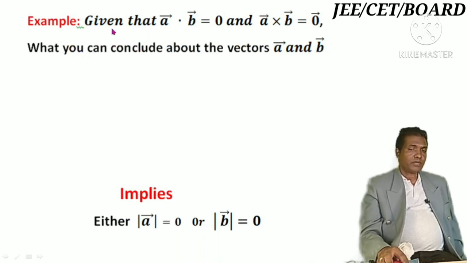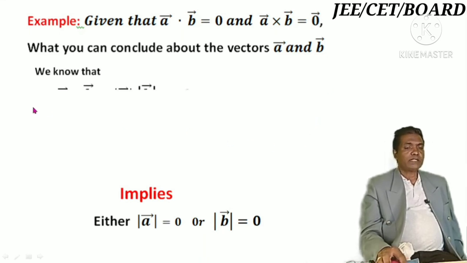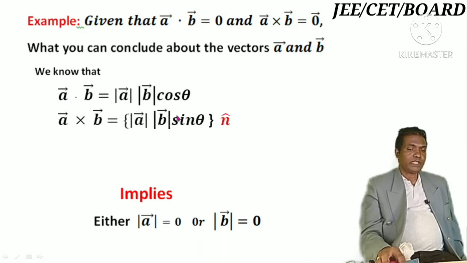Now there is one more example here. If A dot B is equal to 0 and vector A cross B is equal to 0, what do you conclude about vector A and vector B? As we know, the dot product A dot B is defined in this fashion. The cross product is defined by this formula. Now we know that if the dot product is 0 and if the cross product is 0, what will happen to vectors A and B?